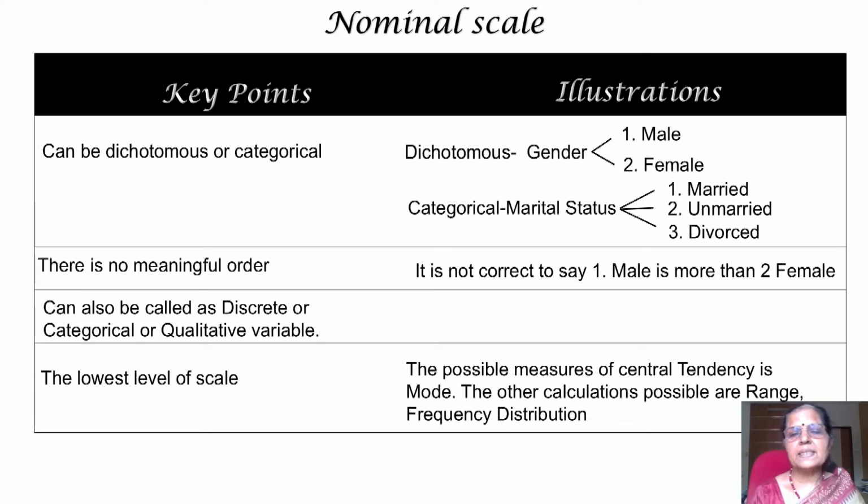And many statistical calculations cannot be performed with these types of variables. The possible measure of central tendency is only mode. The other calculations possible are range and frequency distribution. Median and mean cannot be calculated because there is no order here. So you cannot find the middle value or the average value.